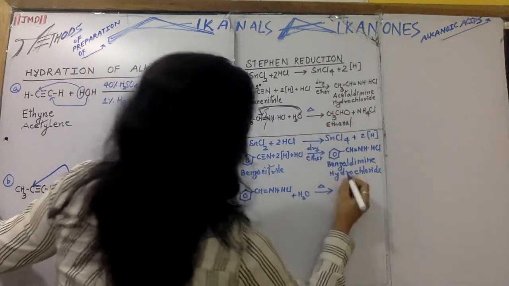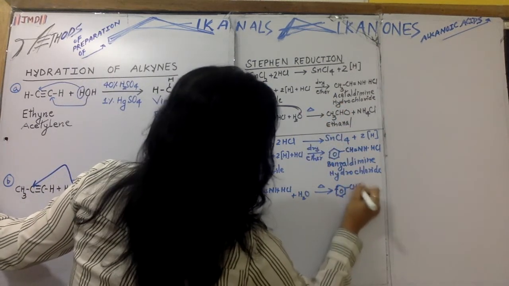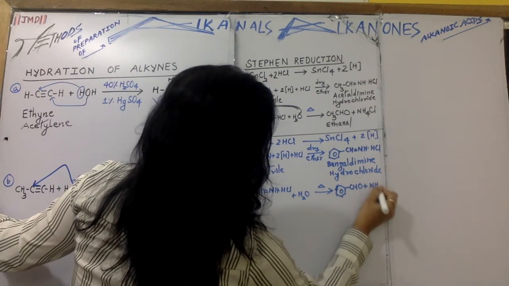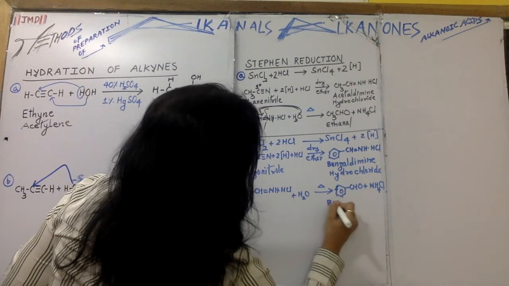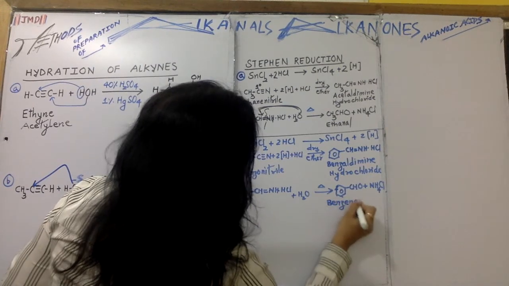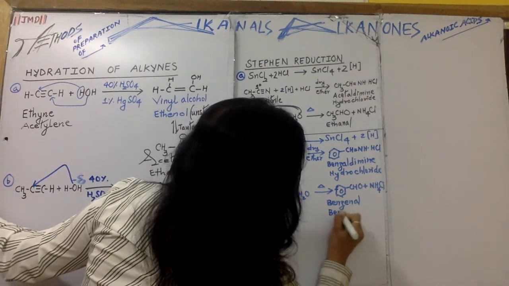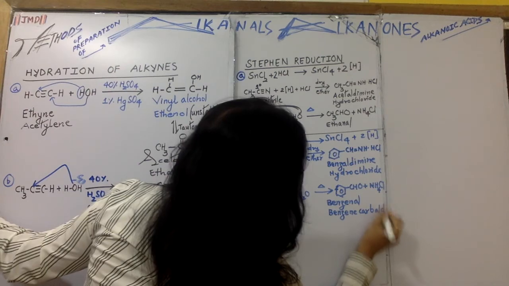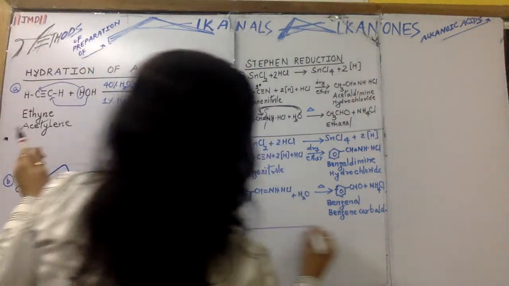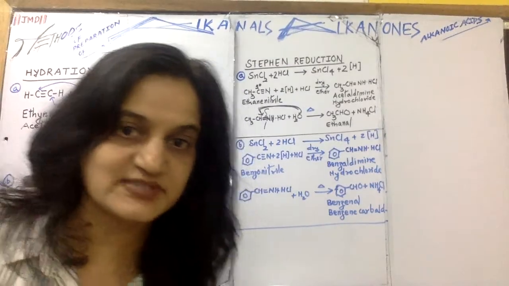Here also heat. We get benzaldehyde and NH4Cl. That's the way. So this is benzaldehyde, also called benzene carbaldehyde. So that completes Stephen reduction. I hope it's clear to everybody.